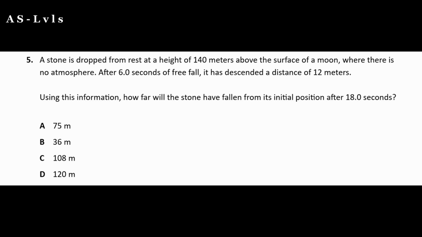Question 5. A stone is dropped from rest at a height of 140 meters above the surface of a moon where there is no atmosphere. After 6.0 seconds of freefall, it has descended a distance of 12 meters. Using this information, how far will the stone have fallen from its initial position after 18.0 seconds?